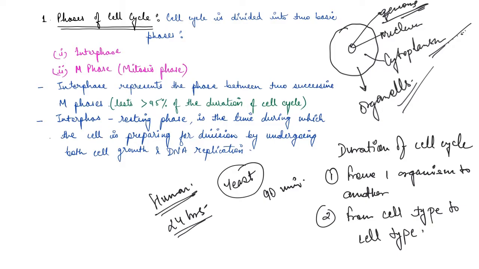Now, as I said, the cell cycle is divided into two basic phases, interphase and M phase, which is the mitosis phase, right? The M phase represents the phase when actual cell division or mitosis occurs. The interphase represents the phase between two successive M phases. So in between two successive mitosis phases, you have the phase which is known as interphase.